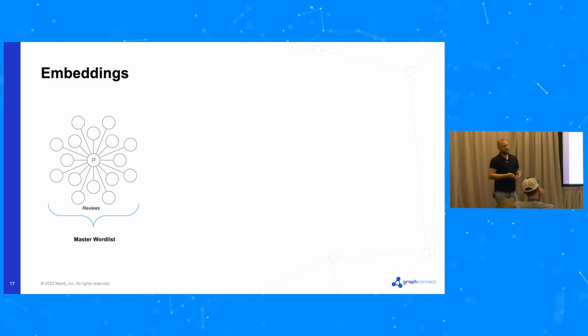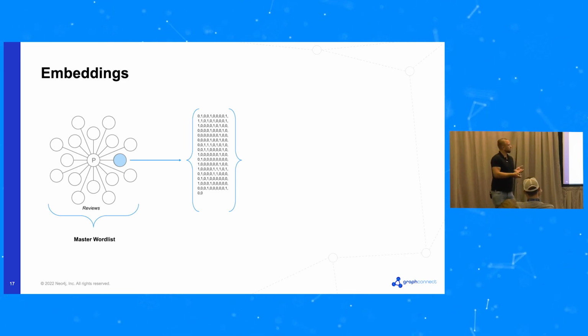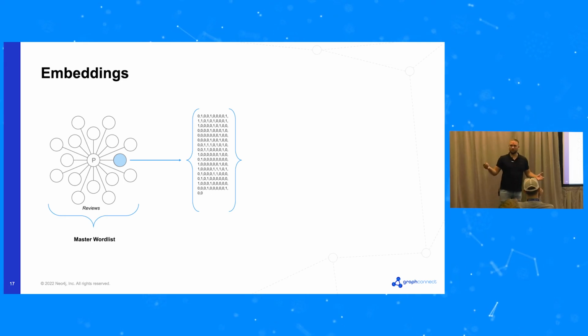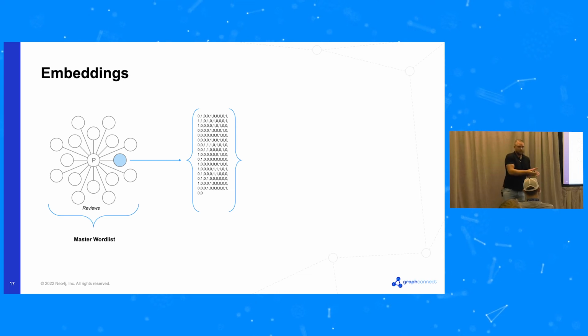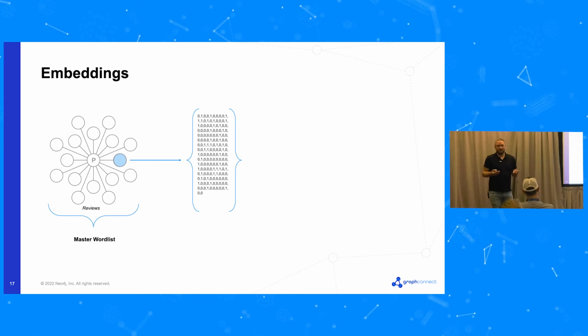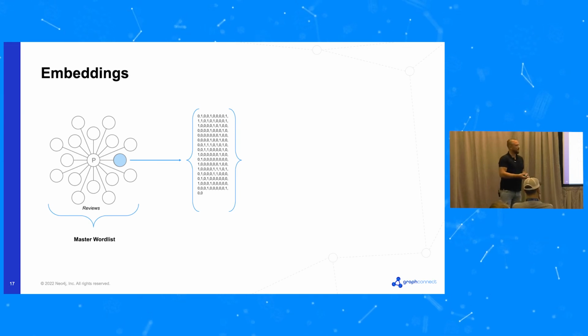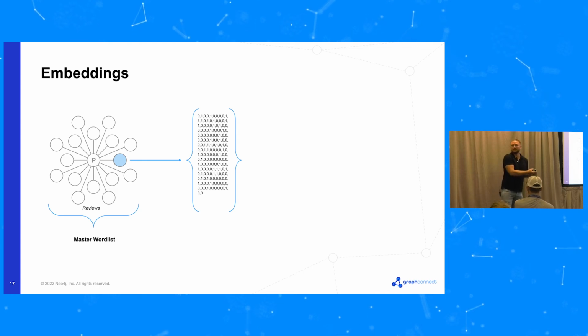Then we take each individual review and create embeddings, which is not the long digit representation that you normally use with embeddings, but instead a binary version. For each word in the review, you get a 1 if it exists, a 0 if it doesn't exist. It's a very simple way of working with embeddings, but it is so powerful when you're using it against millions and millions of nodes.